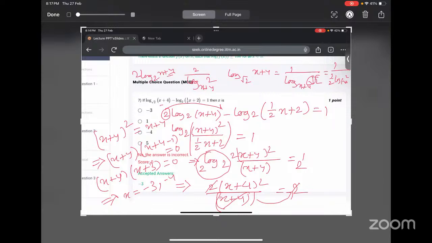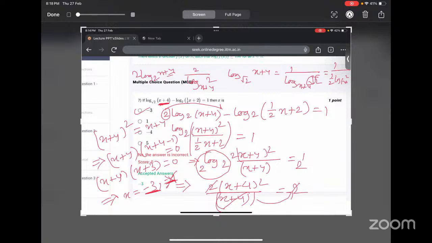But if I take x equals minus 4, then if I put it here, we will get log root 2 of 0. But we know that log of 0 is not defined, right? So we will discard this root and we will just take the root minus 3. Okay? Then the first answer will be the correct one. Any doubt?